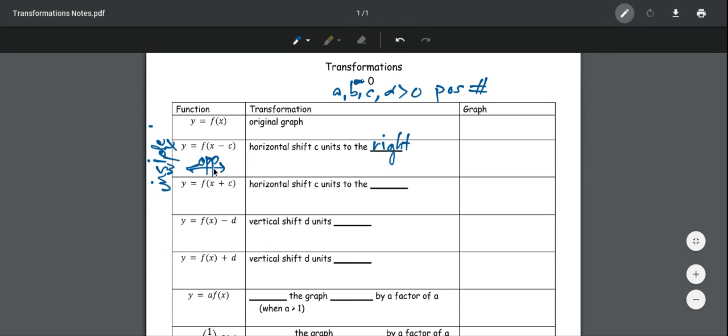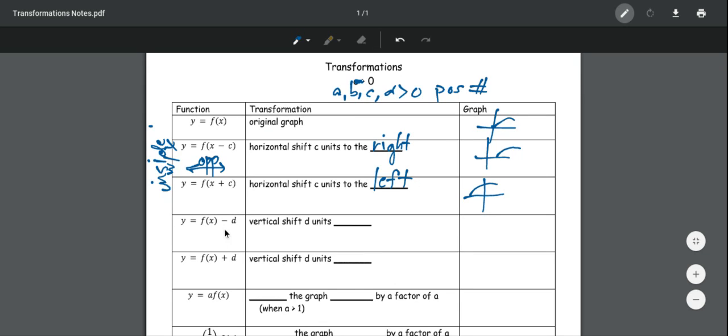And then adding a positive number, usually you think that's to the right, but it's really shifting to the left. And so if we were to say, let's say our original graph is the square root graph, this graph would now shift to the right, and this graph would shift to the left, okay?